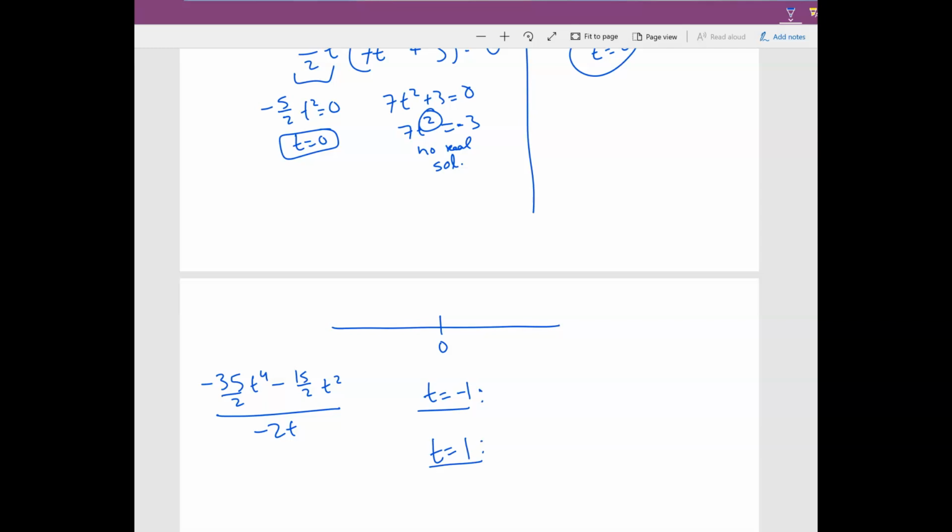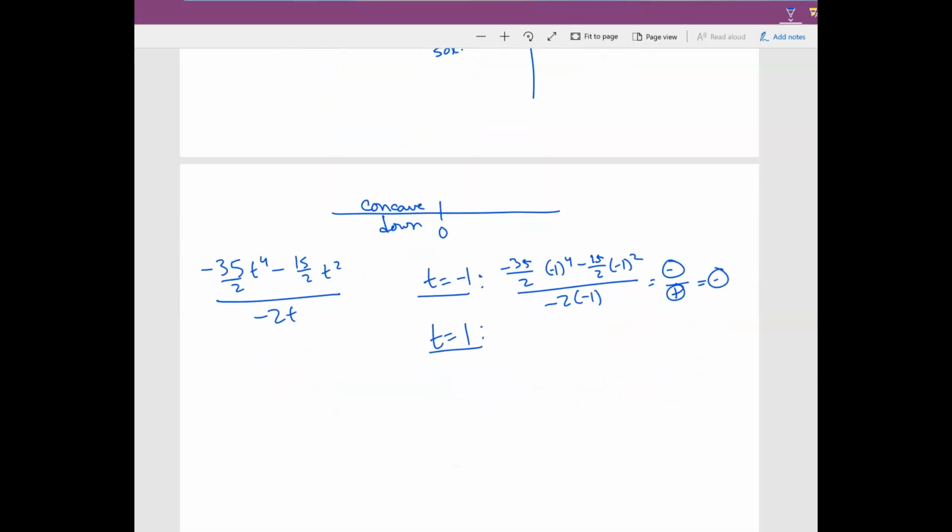Okay, so I'm going to plug in negative 35 over 2 times negative 1 to the fourth power, minus 15 over 2 times negative 1 squared, divided by negative 2 times negative 1. You can see that the top part is going to be a negative, and then the bottom part is going to be a positive. So you get a negative here, and negative means concave down.